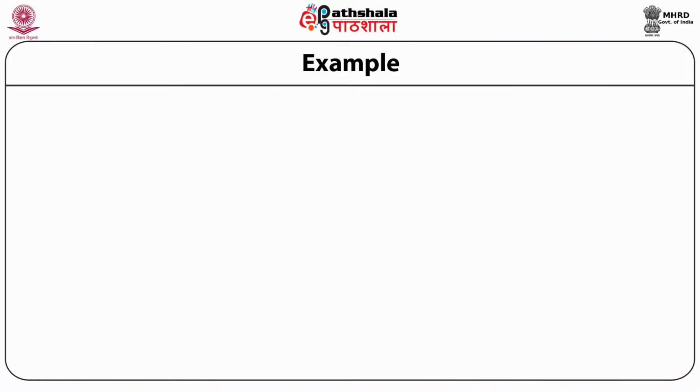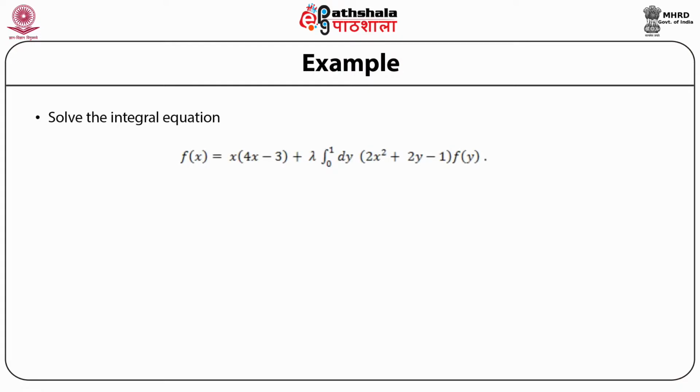and then we obtain the required solution using the alpha i's thus determined. We now consider an example of an integral equation where f(x) is equal to x times (4x minus 3) plus lambda times the integral from 0 to 1 of dy (2x square plus 2y minus 1) f(y).